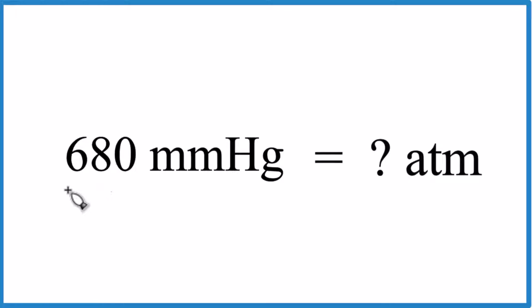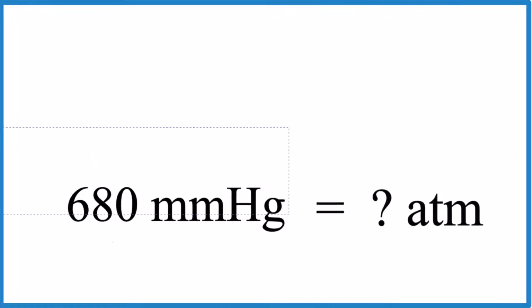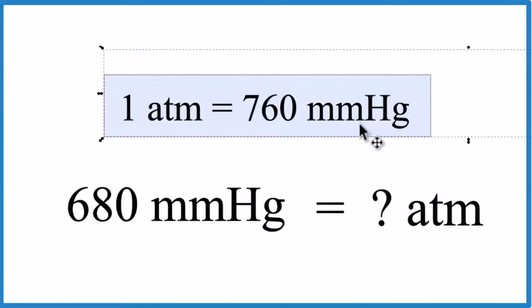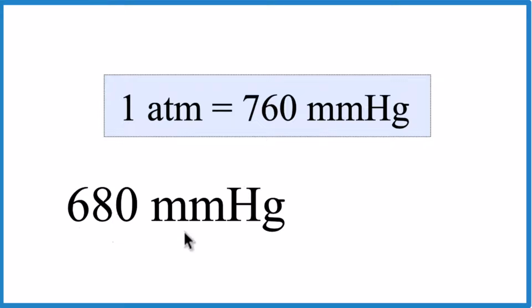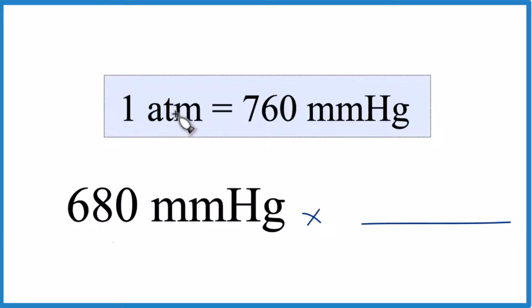If you need to convert 680 millimeters of mercury to atmospheres, here's how you can do that. You need to remember that 1 atmosphere is equal to 760 millimeters of mercury. That's our conversion factor. So we can take our 680 millimeters of mercury and multiply that by a conversion factor. We said 1 atmosphere is 760 millimeters of mercury.